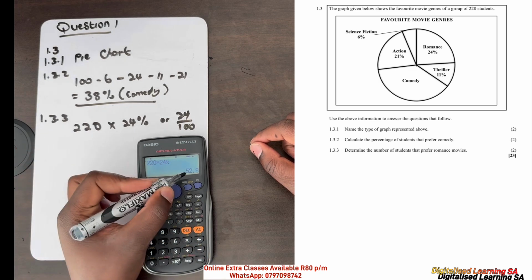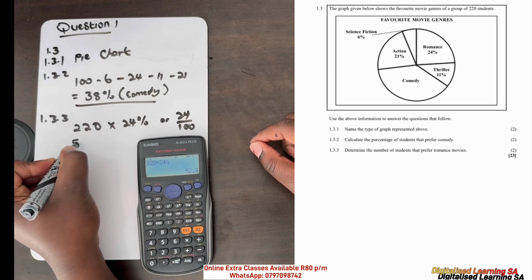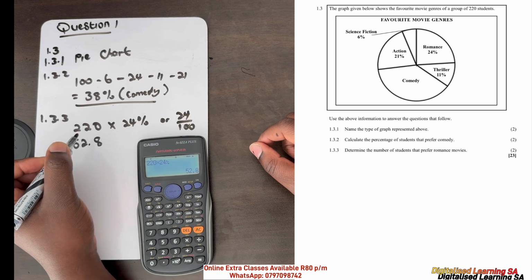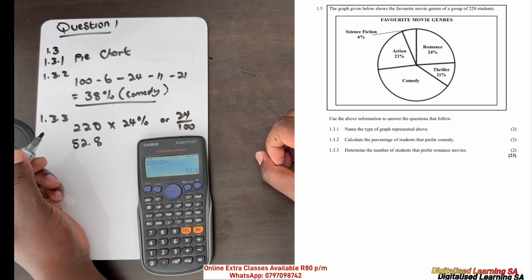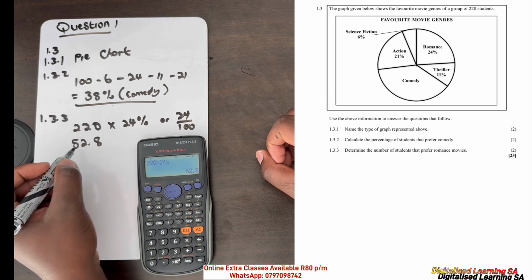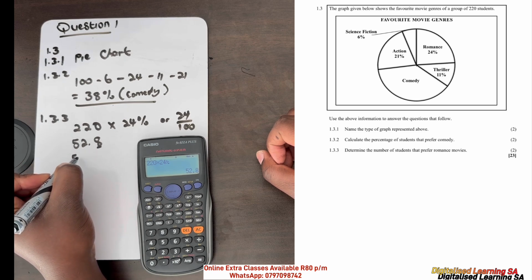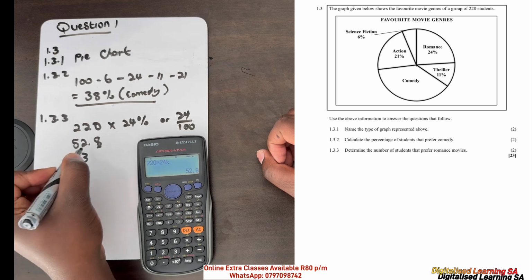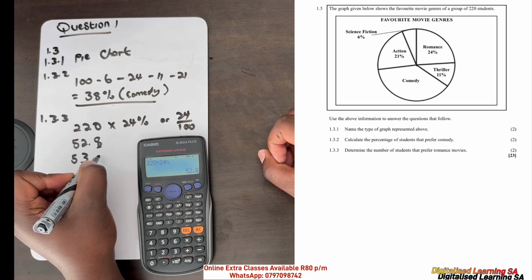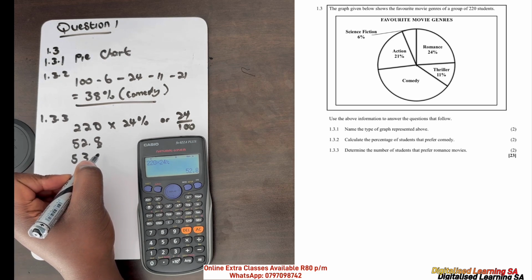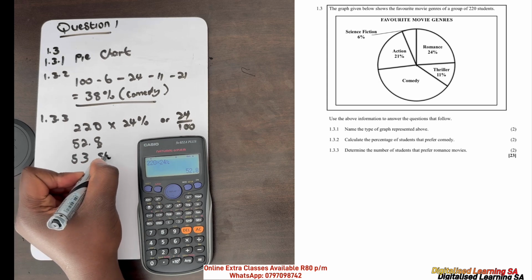And our answer will be 52.8. Remember that the number of students needs to be discrete, meaning that it needs to be a whole number. So we can't have 52.8 students. So we need to round it up. Because we have 8 here, when we round it up, we will have 53 students.